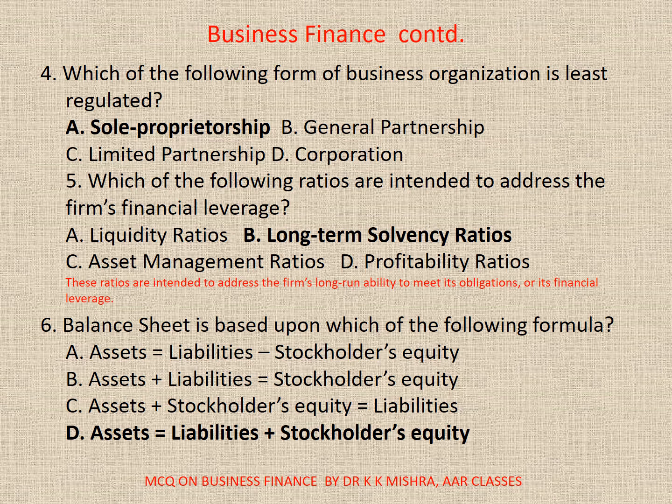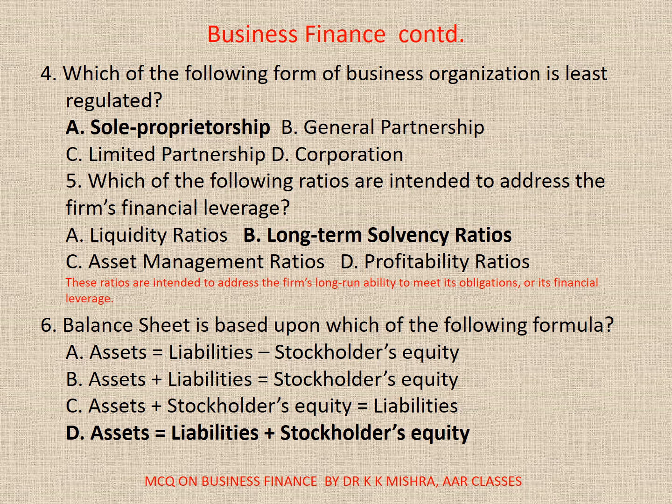Question number 4. Which of the following form of business organization is least regulated? A. Sole proprietorship, B. General partnership, C. Limited partnership, D. Corporation. Correct option is A. Sole proprietorship.